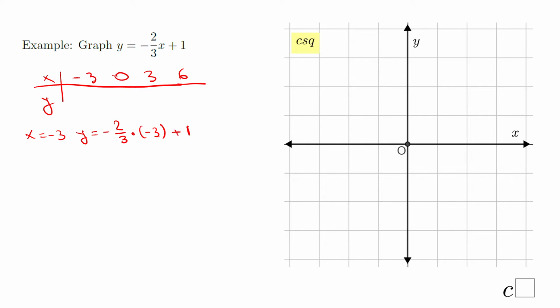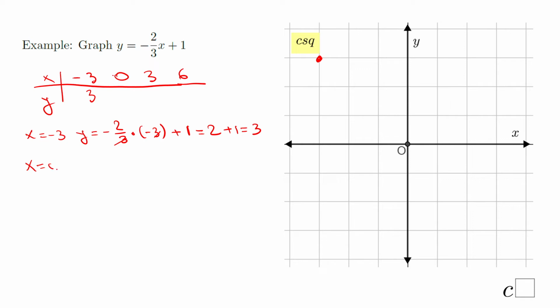Negative 2/3 times negative 3, that will be a positive 2. You can do this one like this, these 3 cancel out, and negatives cancel out, you have only a 2 left. 2 plus 1, that will be 3. So negative 3 and 3, so go 3 left, 3 up, we do have enough space, the point is right here. And let's go to the next one.